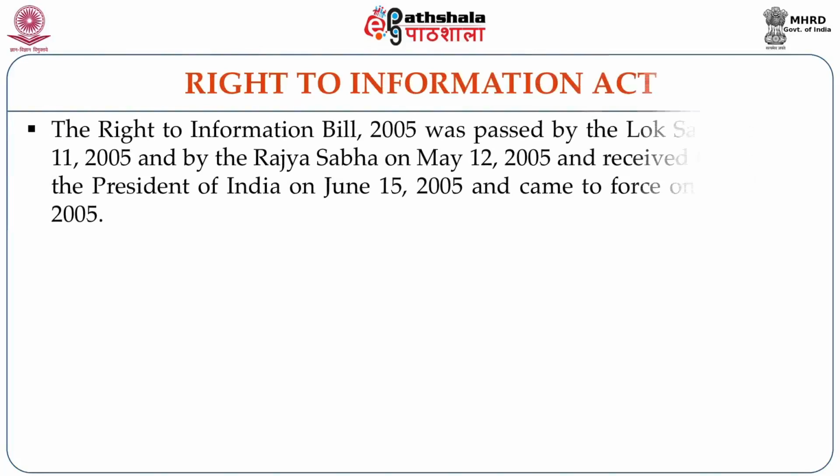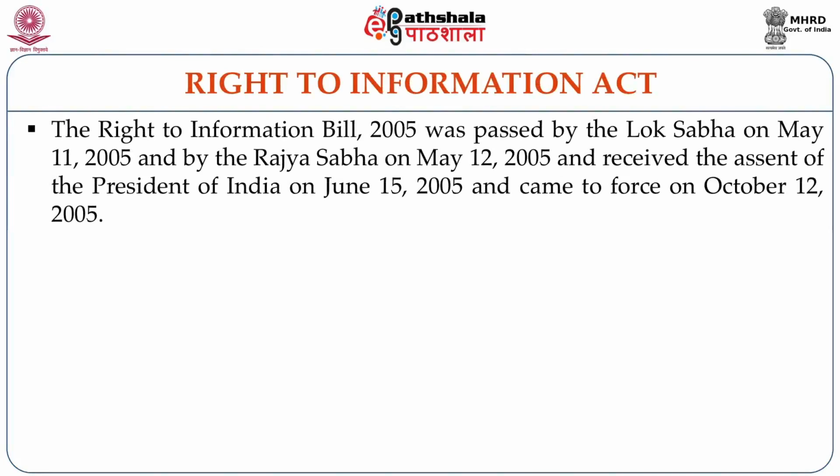It also was meant to enhance grassroots democracy by ensuring that people have the means to engage in informed discussions about social rights and informed discussions about social programs with administration on an equal basis. The Right to Information Bill 2005 was passed by the Lok Sabha on May 11, 2005 and by the Rajya Sabha on May 12, 2005 and received the assent of the President of India in June 2005.